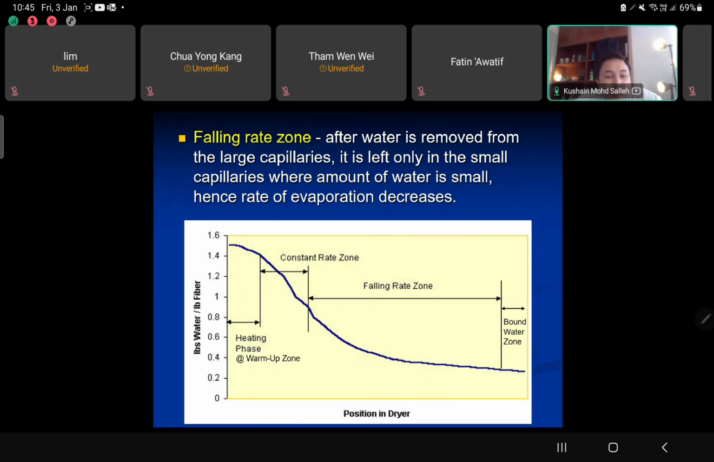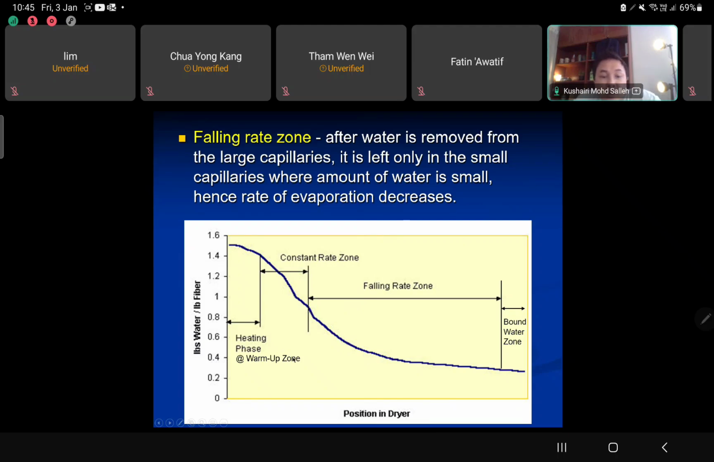So, and then we move forward to the next zone, the falling rate zone. Why do we call it a falling rate zone? It is because after water is removed from the large capillaries and also from the surfaces of the fiber, it is left only in the small capillaries where the amount of water is small. So hence, the rate of evaporation is decreased.